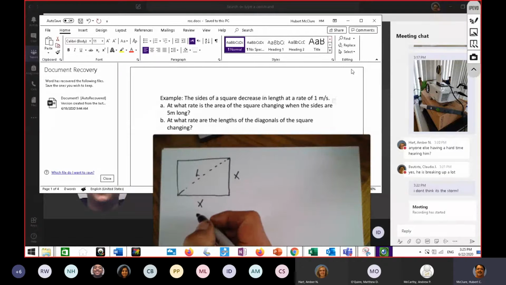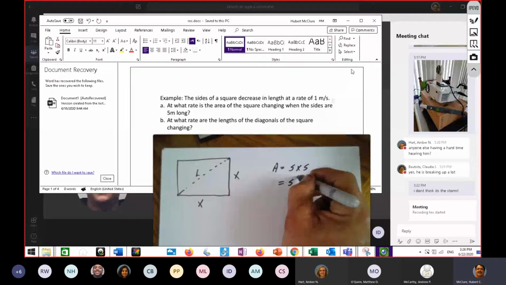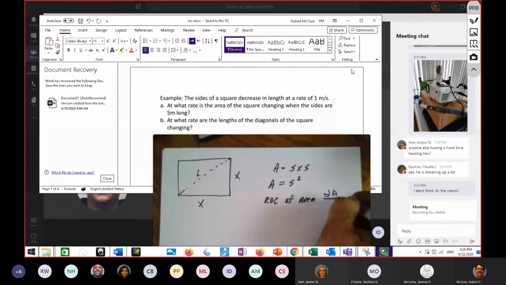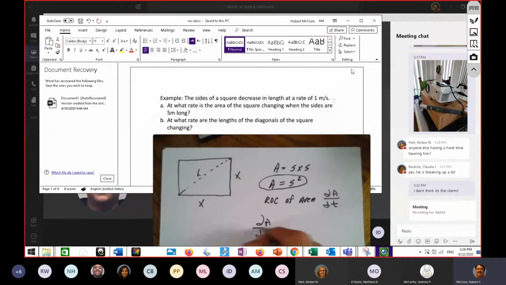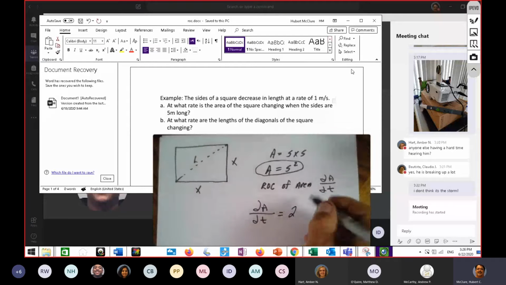Now, the area, of course, of a square is equal to S times S, or S squared. So we want the rate of change of area, which would be dA over dt. So I'm going to take the derivative of that with respect to t. So dA dt is going to be equal to 2x, or 2s, whatever you want to call it, dx dt, and that's our formula we're going to be working with.